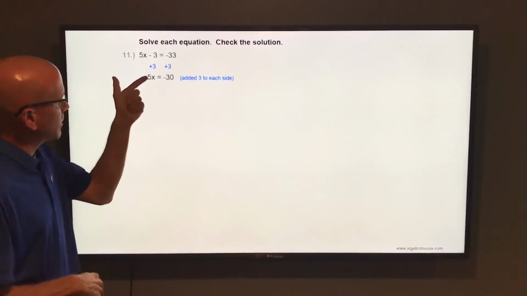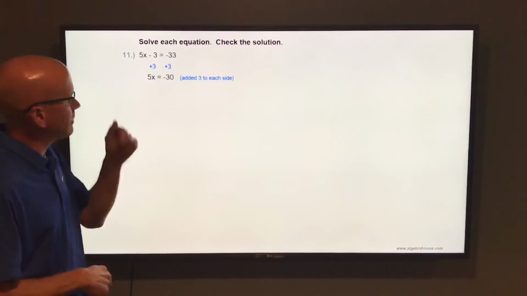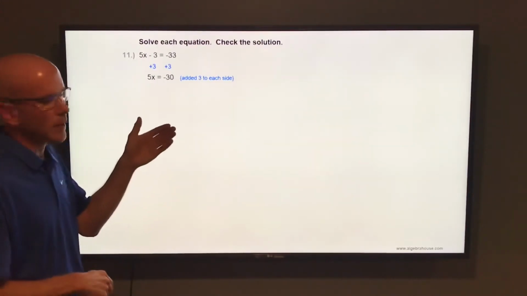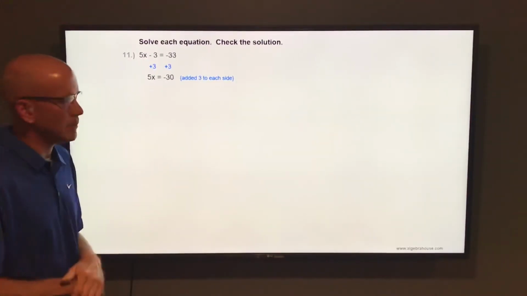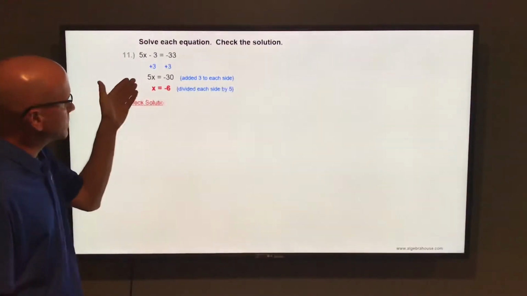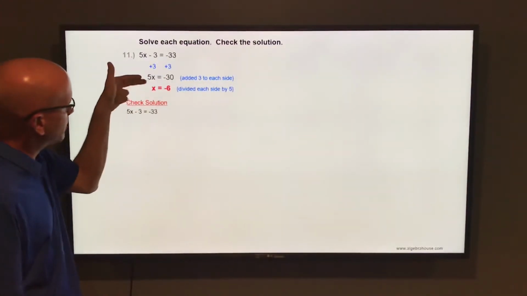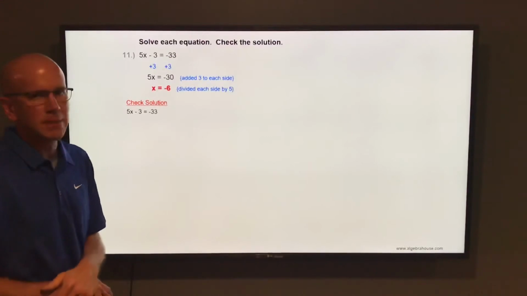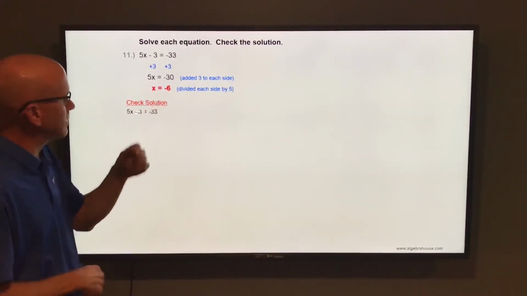Now we have 5 times x. So you have to undo that 5. Do the opposite of what's going on right now, and that is to divide each side by 5. Whatever you do to one side, you have to do to the other side. So if you divide the left side by 5, you have to divide the right side by 5 as well. We end up with x equals negative 6.